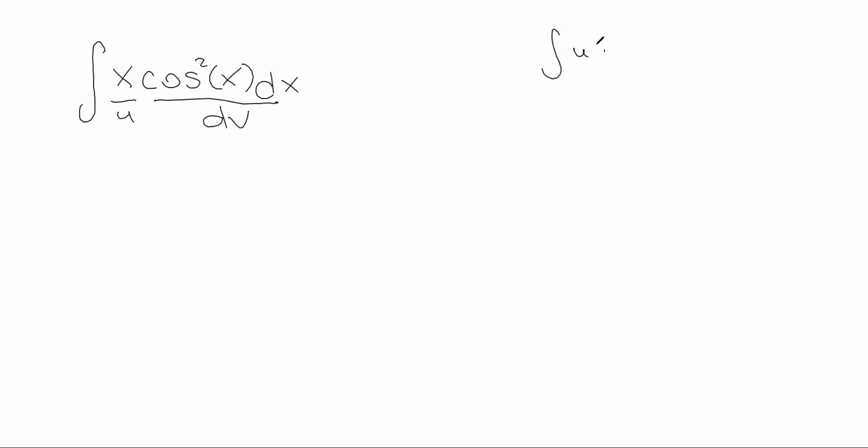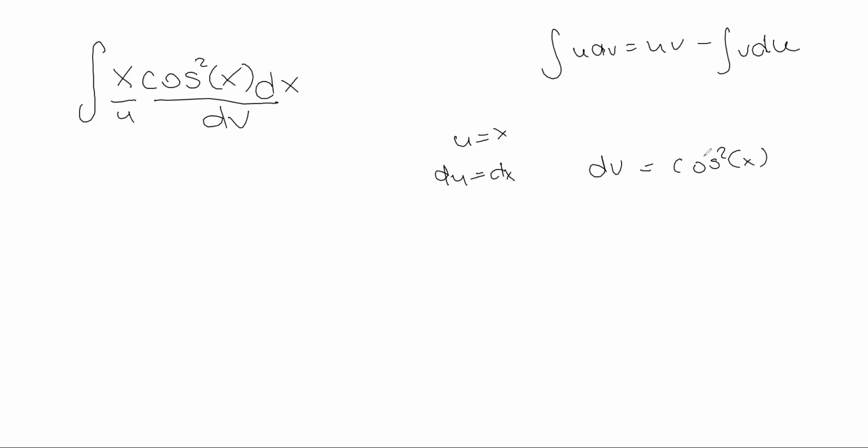So we have the integral of u dv is uv minus the integral of v times du. We have u is x, so then du is dx. We have a dv. dv is cosine squared of x dx. And then this is where things get a bit tricky. We have to find v, and the only way to find v is to integrate this function that we have assigned to dv. We have to integrate cosine squared of x.